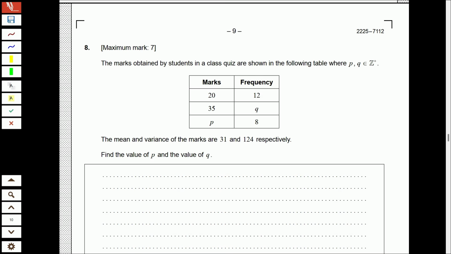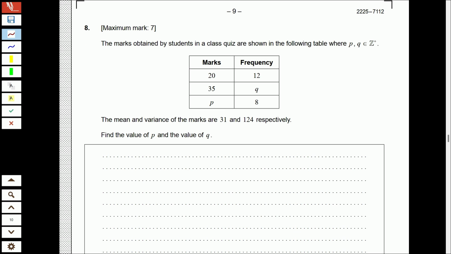Question 8. The marks obtained by students in a class quiz are shown in the following table, where P and Q are positive integers. The mean and variance of the marks are 31 and 124 respectively. Find the value of P and the value of Q. Let's start with the mean.